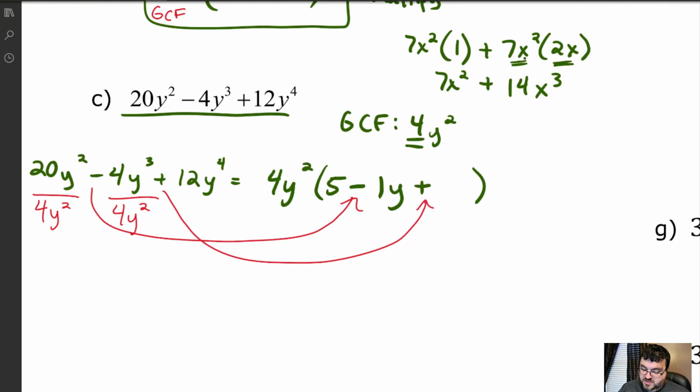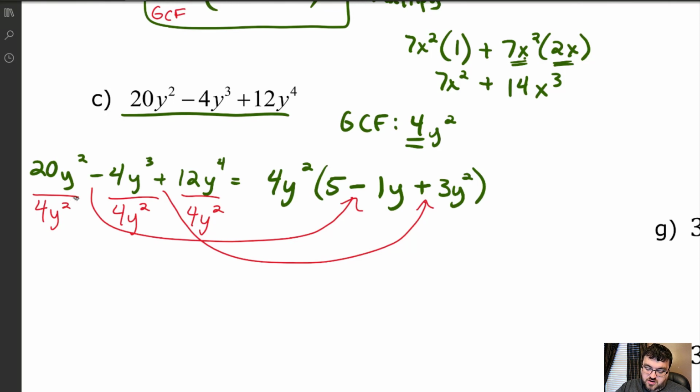Then we want to divide that 12y to the fourth by 4y squared. Well, 12 divided by 4 gives you a 3. Y to the fourth divided by y to the second, basically you're yoinking 2 y's out. You're going to have 2 y's left behind when you factor out. You bring out that y to the second right there. So when you factor, this will end up being what you have as your answer.